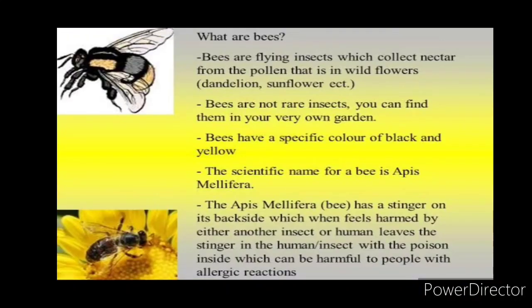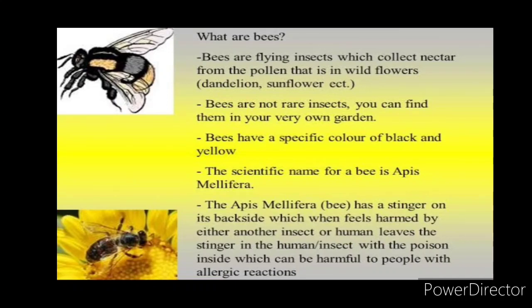You know what are bees? Bees are flying insects which collect nectar from the pollen that is in wildflowers. Okay, so it is a very common insect. You can find it beside your house, in your local gardens also, and always they are collecting the nectar from the pollens of the flower. Okay, bees are not a rare insect. You can find them in your very own garden also.